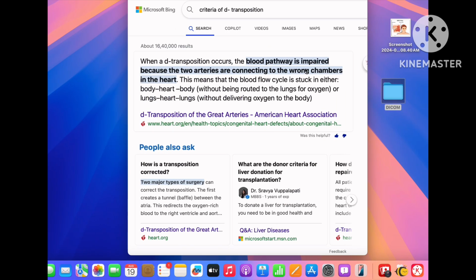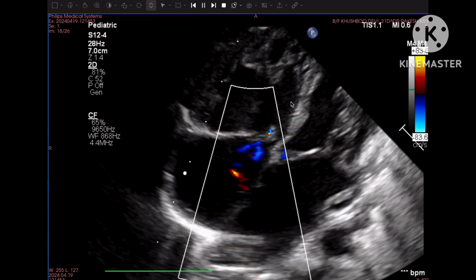Because there is body, heart, body without being routed to the lungs for oxygenation, or lungs, heart, lungs, that is left atrium, left ventricle, pulmonary artery, pulmonary veins, left atrium, left ventricle, and then pulmonary artery without delivering oxygen to the body. There must be some sort of mixing. So this is the case of d-transposition of great arteries.